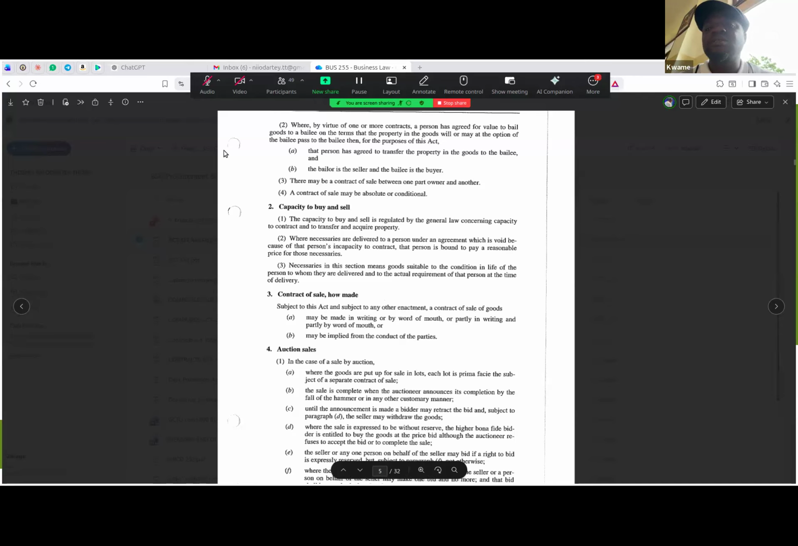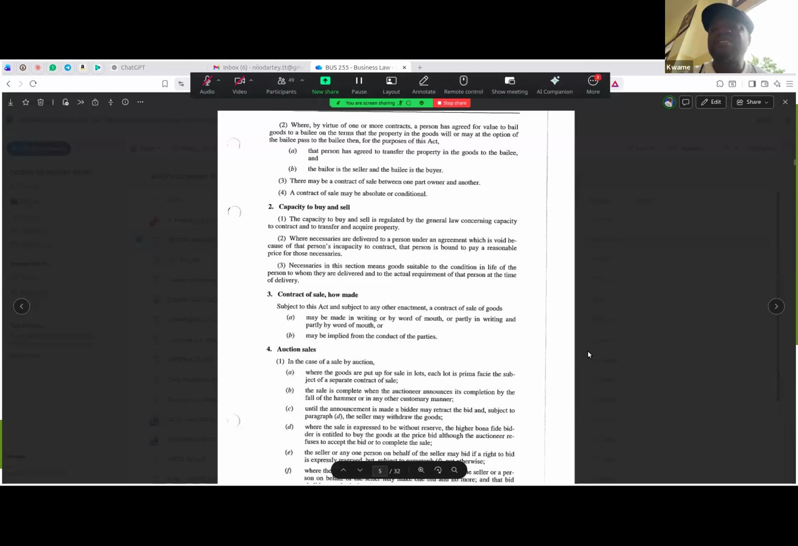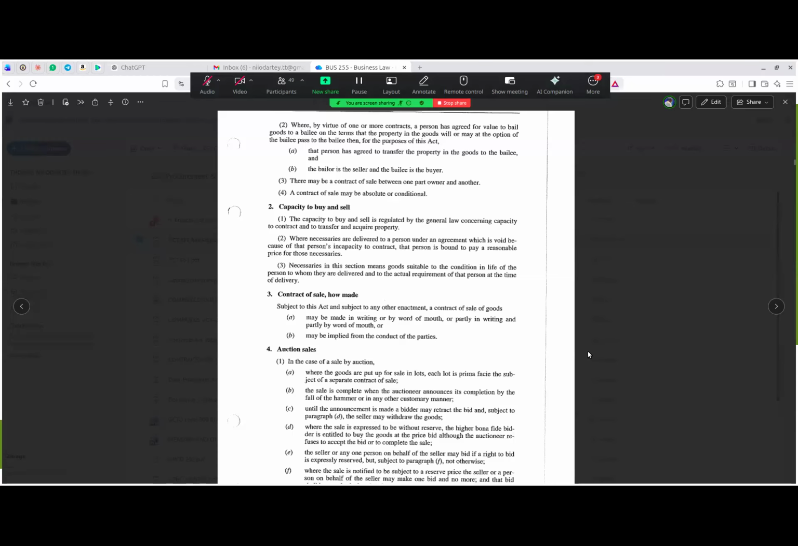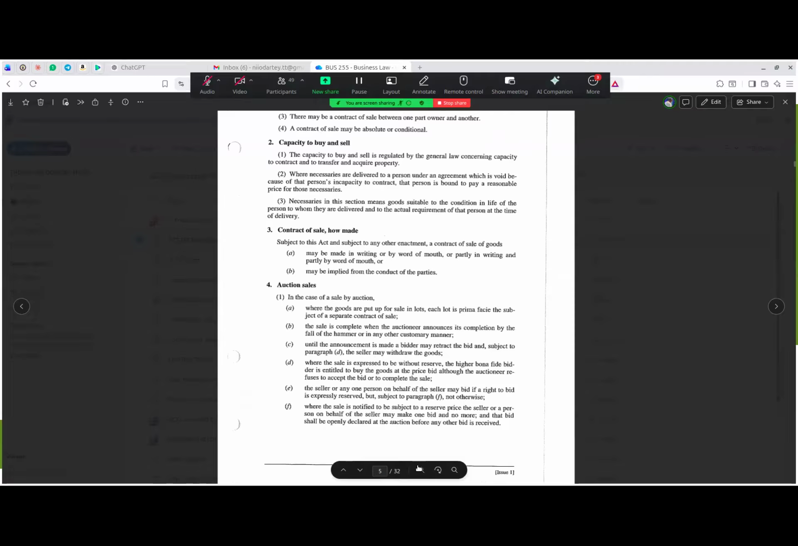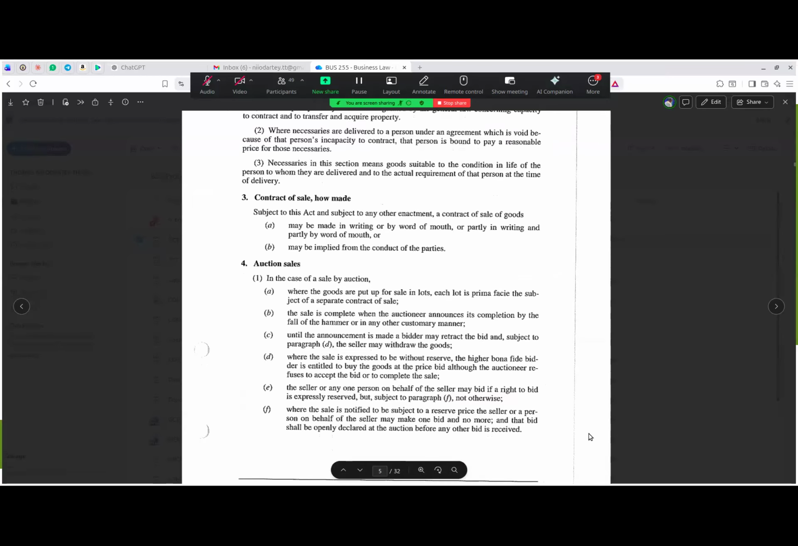Let's do the two more. Let's do section 3. Okay. Contract of sale. How made? This is how we contract. It's going to tell you the procedure. Thompson, kindly zoom out a bit for me. Okay, thank you. Subject to this act and subject to any other enactment, a contract of sale of goods, A, may be made in writing or by word of mouth, or partly in writing and partly by word of mouth, or B, may be implied from the conduct of the parties.